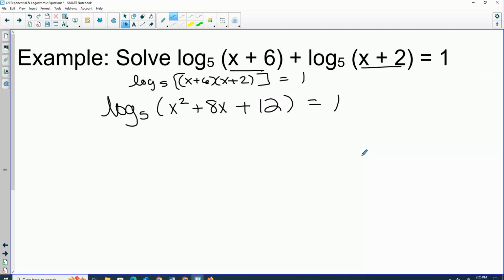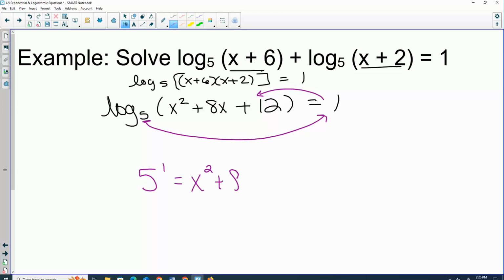Okay, this is different though. We know we can add a log to each side. We can take it away from both sides. We can't add it to only one side. Do you guys remember at the very beginning when we went back and forth between log and exponential equations? And we said the base of the log is the base of the exponential. So this means 5 to the first power equals x squared plus 8x plus 12.